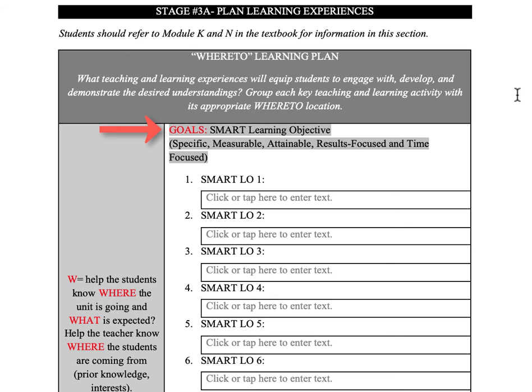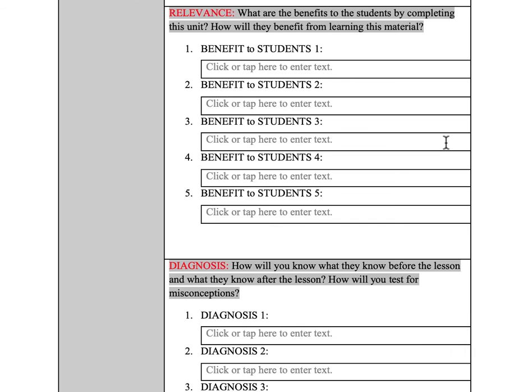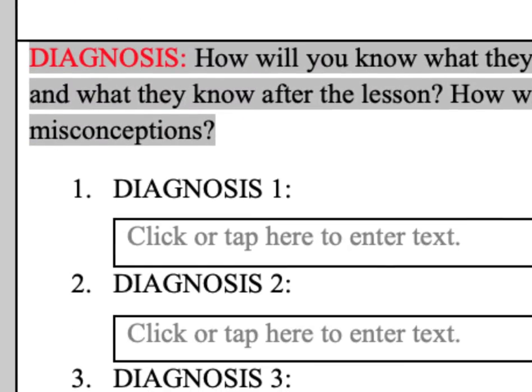So these are the learning objectives for the students. These are what you want the students to be able to do at the end of the unit. Make sure to write these in the SMART format, which is listed here at the top of the goals section. The other important parts of the W in the 7 core principles are relevance and diagnosis.